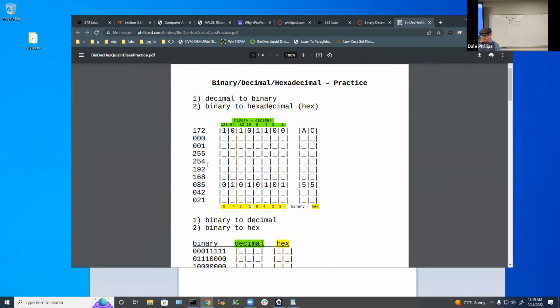Okay. So 254 is going to be all ones except the last bit. And then 192. Basically, the way this works is wherever there's a 1, you add that value. This is an arithmetic way to do it. I will show you an algebraic way to do the same thing.